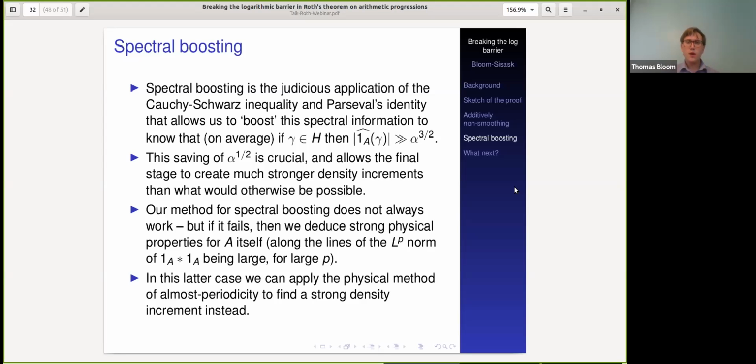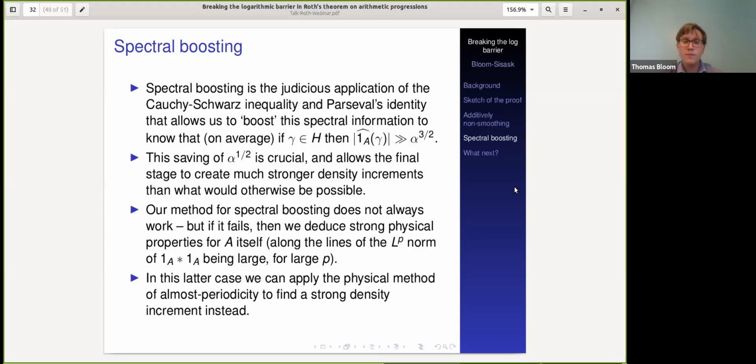Again, our method is to use the Cauchy-Schwarz inequality and Parseval's identity. It doesn't actually always work. We don't really have a clear counterexample that shows that it can't always work in the situation that we want. But fortunately, it turns out not to matter, because if our method fails, then we can actually deduce very strong physical information about the set A itself. So at that point, you can forget about spectra, forget about the structure, forget about everything else. And you actually have a lot of physical information about A itself. In particular, the L^P norm of the convolution of A with itself is going to be large for large P, which is ideal for an application of almost periodicity.